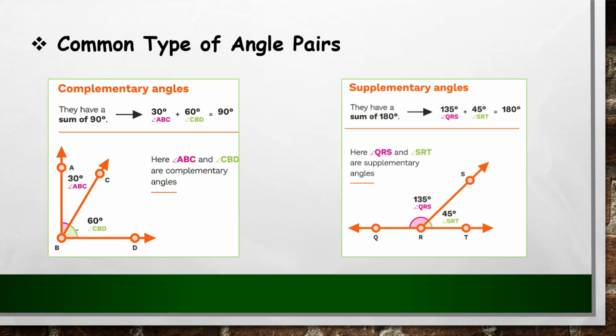Now, here, we have angle ABC, which is 30 degrees, angle CBD, which is 60 degrees. You add the two, that equals 90 degrees. Now, in this illustration, you can see that the angles are also adjacent, but it's not always the case. So, complementary angles can be adjacent or the angles can be separated.